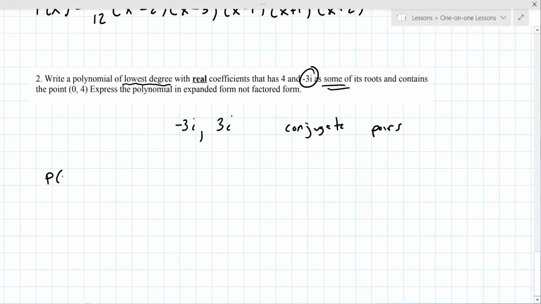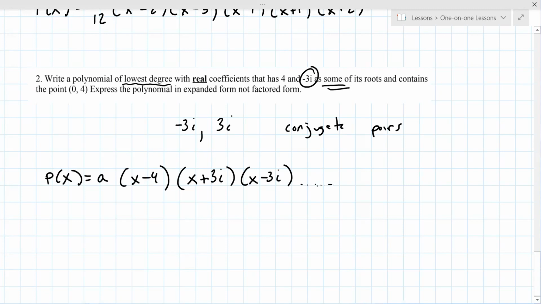So we can write our polynomial of x again as a times x minus 4, x minus 3i, which gives you plus 3i, and then x minus 3i here. Now it says some of roots. That means there could be more here, but you can effectively ignore that for this problem because it says lowest degree. So the lowest degree here will be a 3rd degree polynomial.